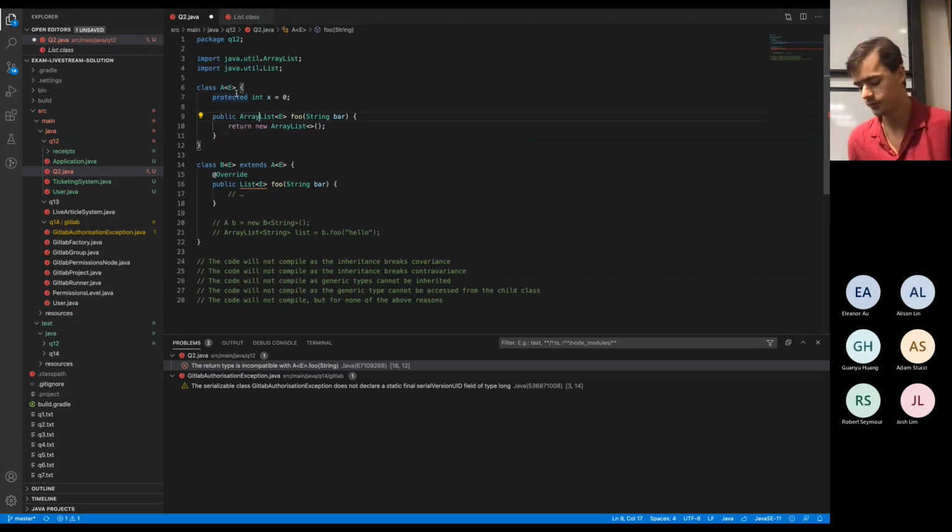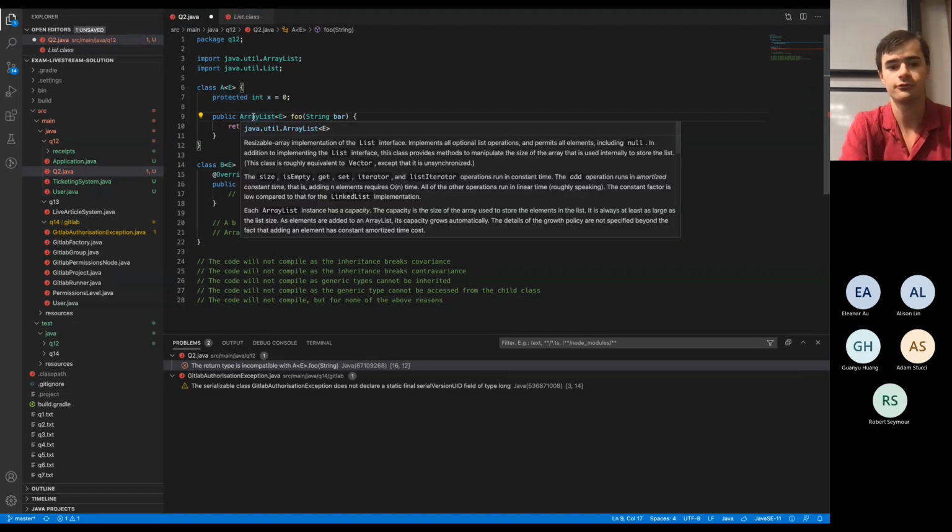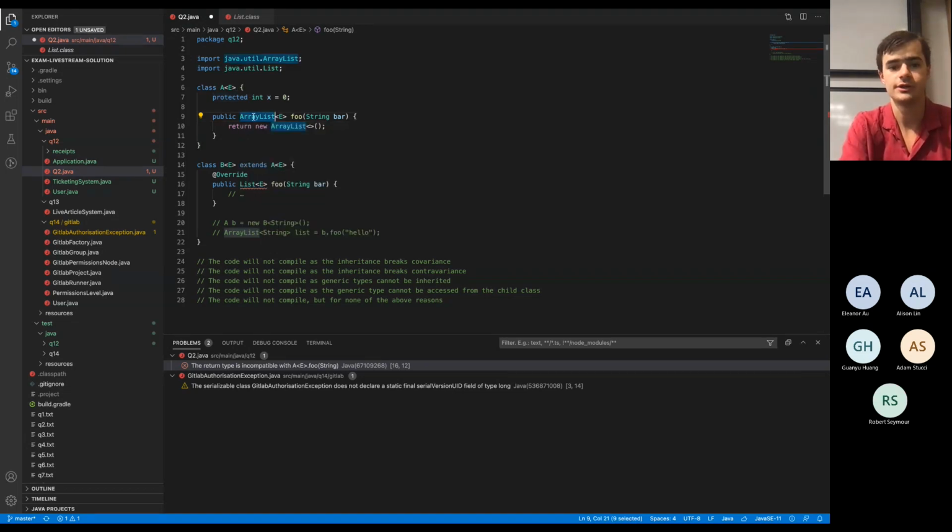What covariance essentially tells us is that if you are in a subclass, you have to return a type that is the same type or more strict. In other words, if you made your own subclass of array list, you could return that, but you can't go up the chain and return a list. So the answer is the first one. The inheritance breaks covariance, and covariance is to do with the return type.